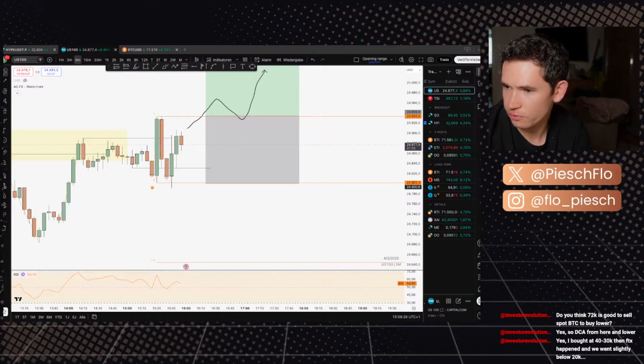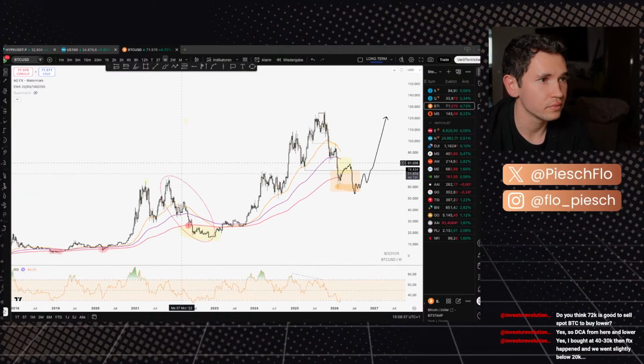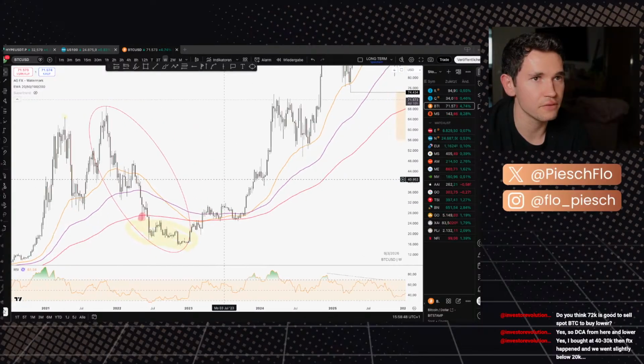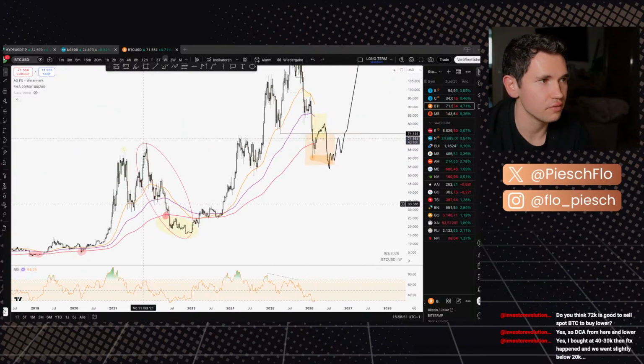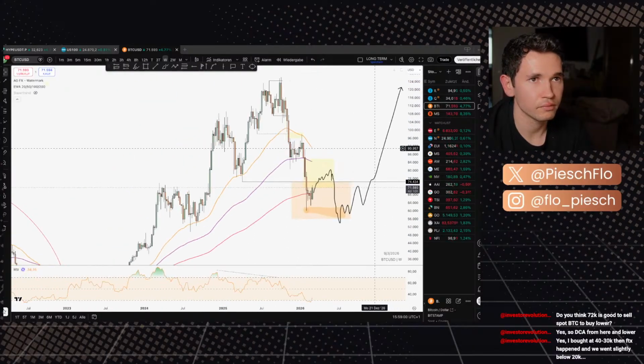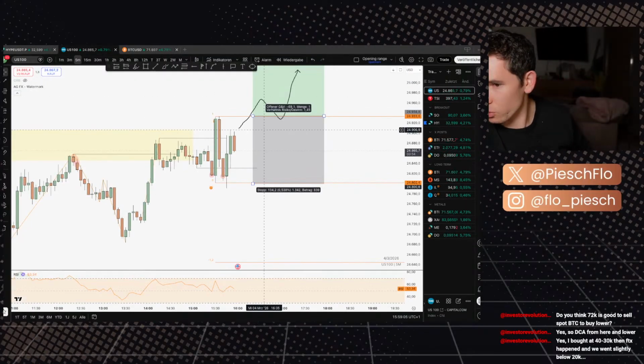Yes, I bought at 40 to 30k, then FTX happened and we went slightly below 20. Yeah, exactly. And yeah, it was a 50% drawdown, but imagine you bought 35k and then you panic sold right here because you think everything is going to zero. And then if you zoom out, even if you have bought right here at 30k, 40k, you're still up insane amounts. So for the long term, I never try to buy the exact bottom. I don't really care about it.